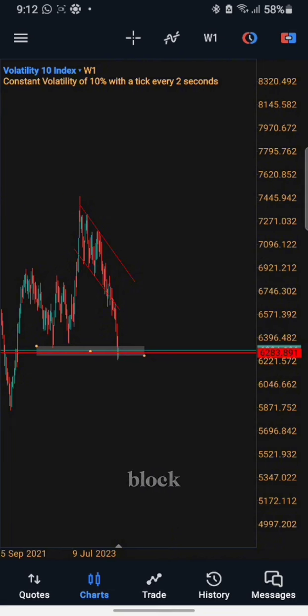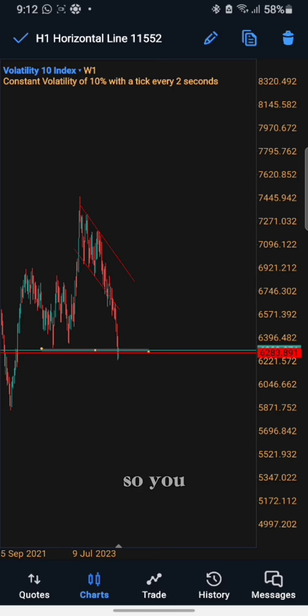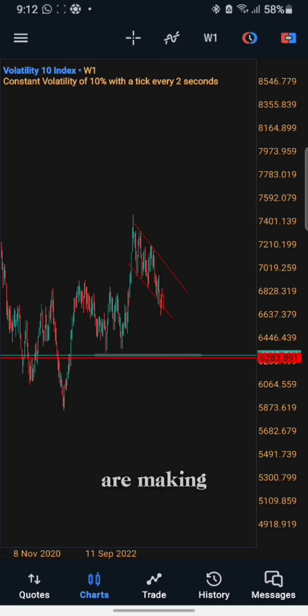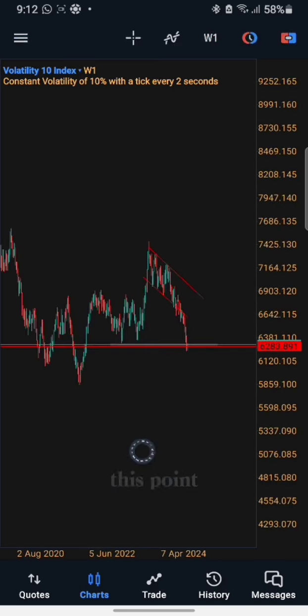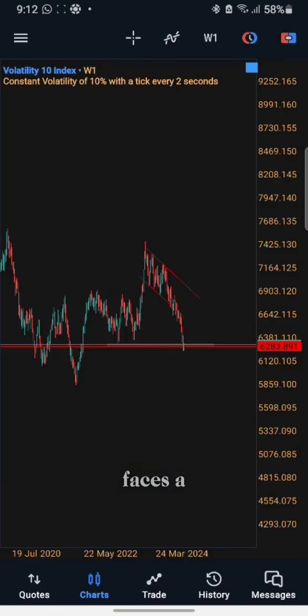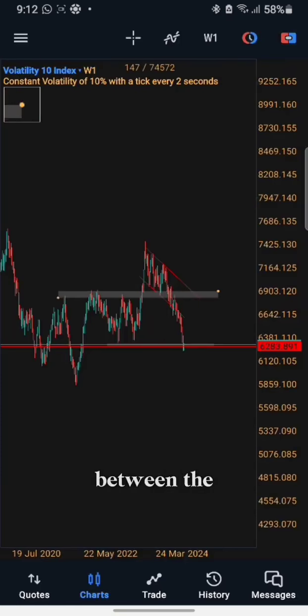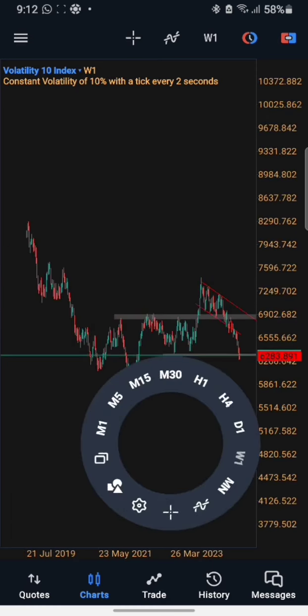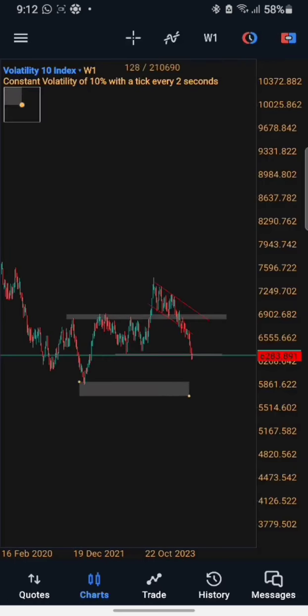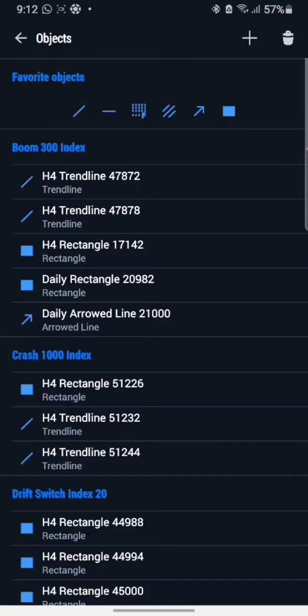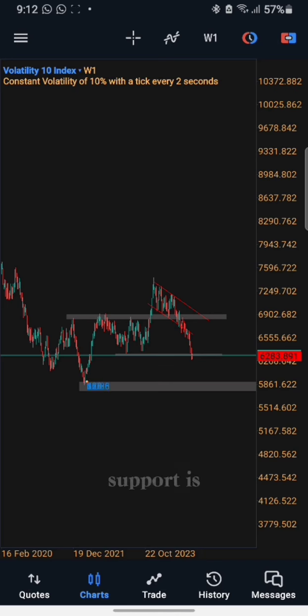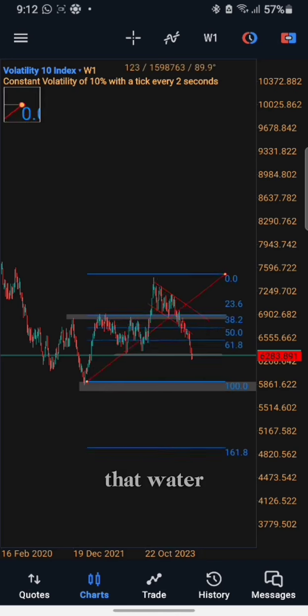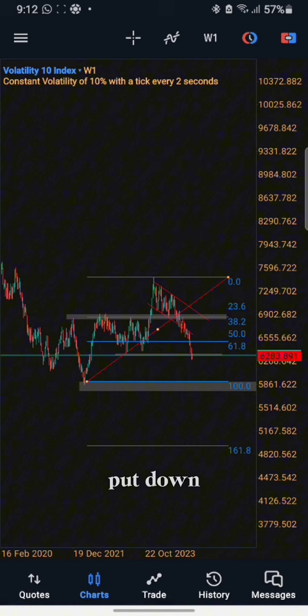And then we put an order block that is marking the support. This is a very major area of confluence, so you might want to consider it when you are making your decision. Usually at this point, the market faces a tight fight between the bulls and the bears. Another area of support is that marked by that order block that I've put down there.